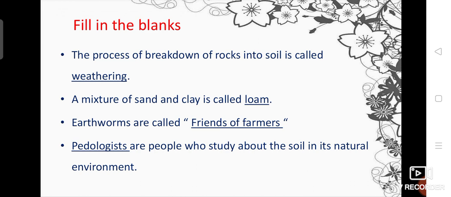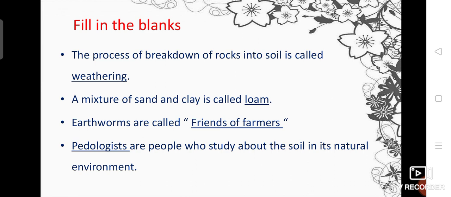Third one, earthworms are called friends of farmers because they make the soil more fertile. They help the farmers by yielding the crops, isn't it? So they are called friends of farmers.